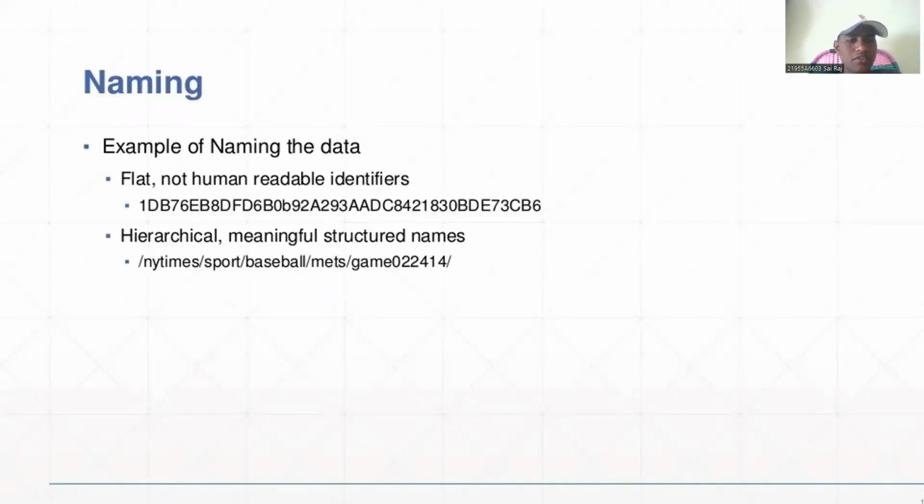Names may or may not be human readable. Example of naming the data: flat, not human-readable identifiers. Here we can see IDB76. There is no meaning in this name; we cannot read it and we cannot remember it, so it is not a human-readable identifier. It is flat. Hierarchical means structured names, for example sports, baseball, games. These are hierarchical names, and this is flat naming.